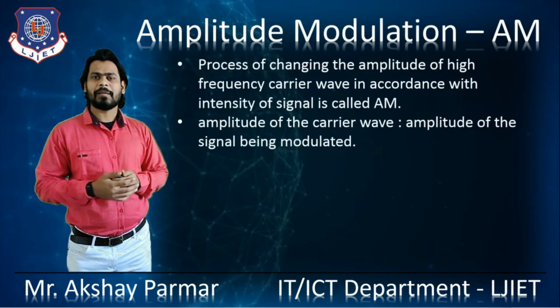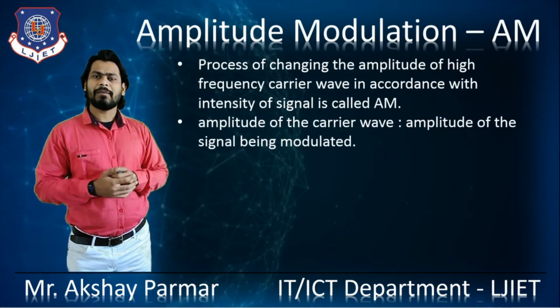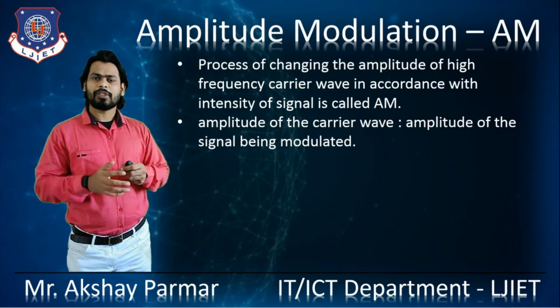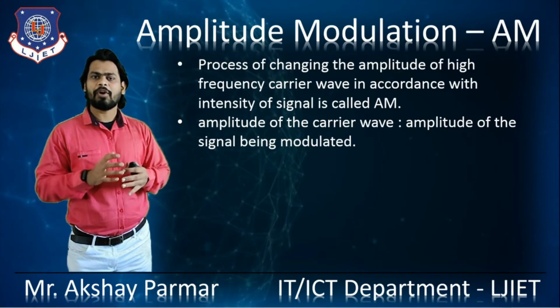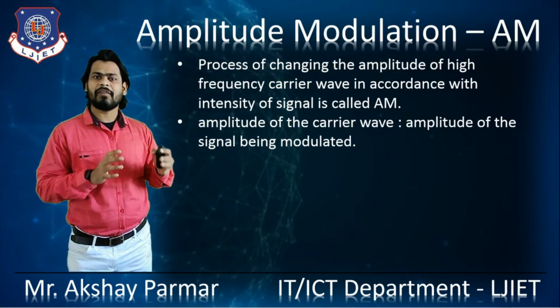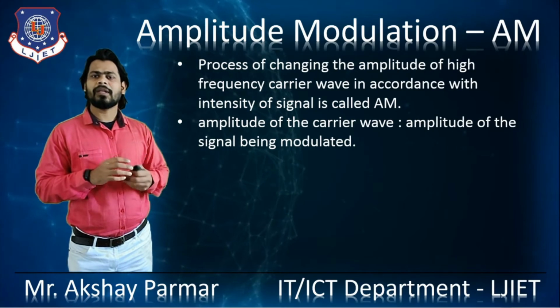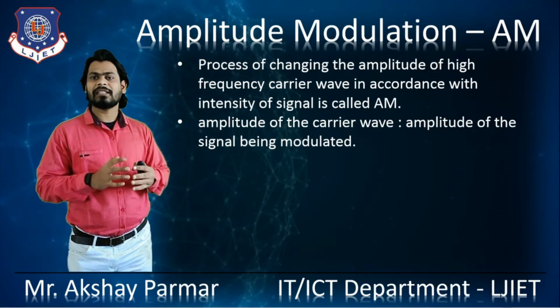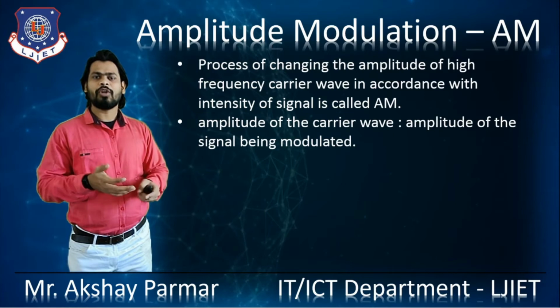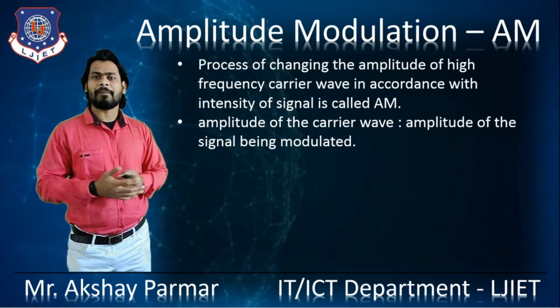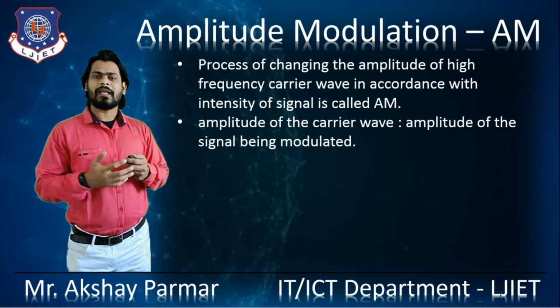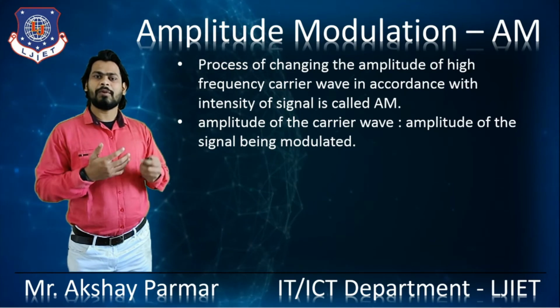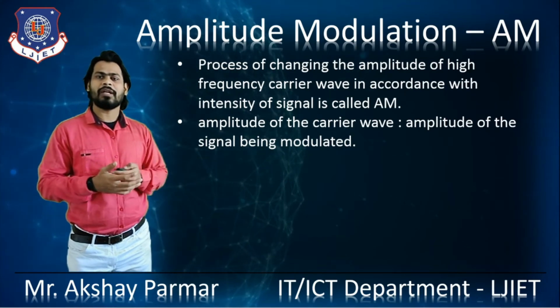It is the simplest type of modulation. What is amplitude modulation? The process of changing the amplitude of the high frequency carrier wave in accordance with the intensity of the signal is called amplitude modulation, or AM. The amplitude of the carrier wave varies with the amplitude of the signal being modulated, right?